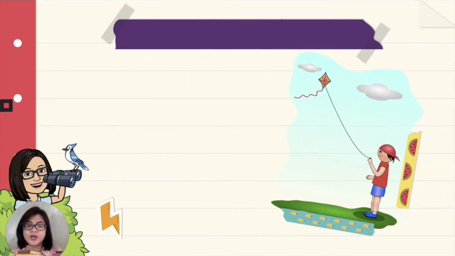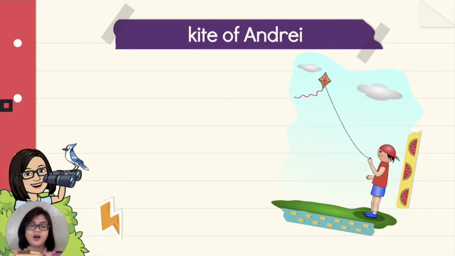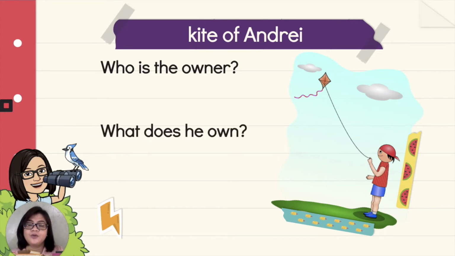So let's look at the picture here on the right side of the screen. You have here a boy holding a kite. If we're going to name this boy, we can call him Andre. Andre is holding a kite. So we can say that this is the kite of Andre, right? So who is the owner? These are the questions that you have to ask yourself when you're changing regular nouns or phrases into possessive form of nouns. So you have to ask who is the owner, what does he own?